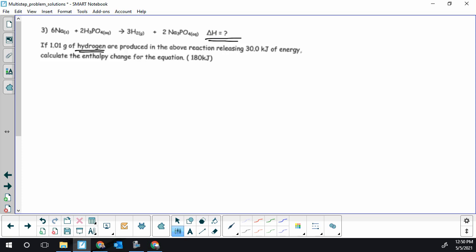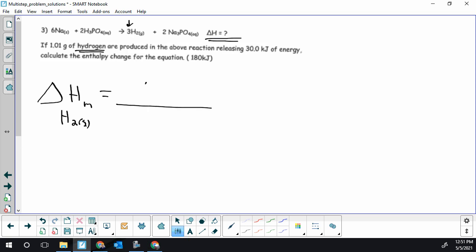We have enough information given in the word part of this problem to solve for the molar enthalpy for hydrogen gas. Once we figured this out, because this equation has 3 moles of hydrogen in it, we can just triple that molar enthalpy or multiply it by 3 moles and get the enthalpy for this particular reaction.